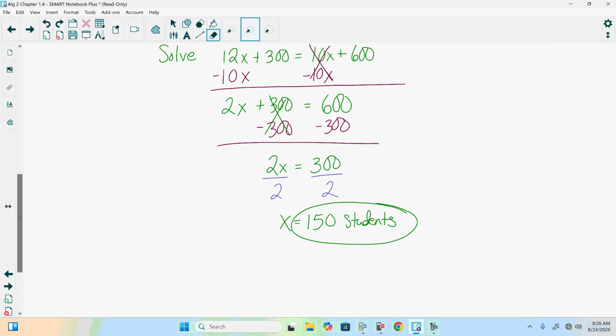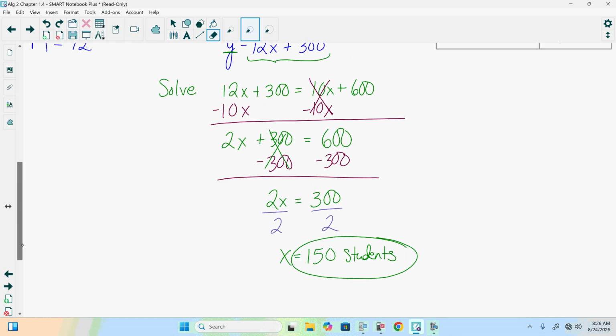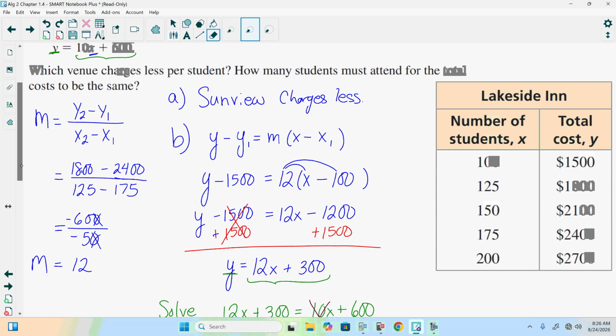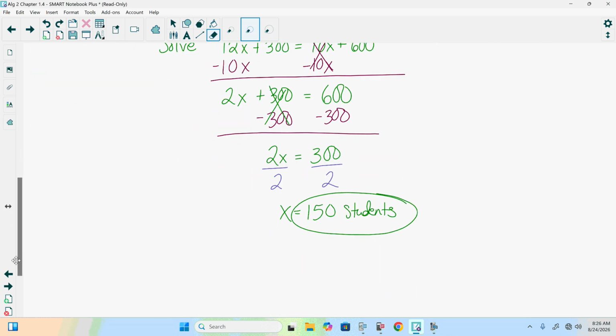Questions on this here? If we had 150 students going to prom, would it be better to go to Sunview or Lakeside? Or does it matter? Well, with 150 students, we just said what? The costs were the same. So does it matter? No. And realistically, I would say even like if we had 152 students, Lakeside would be more expensive.